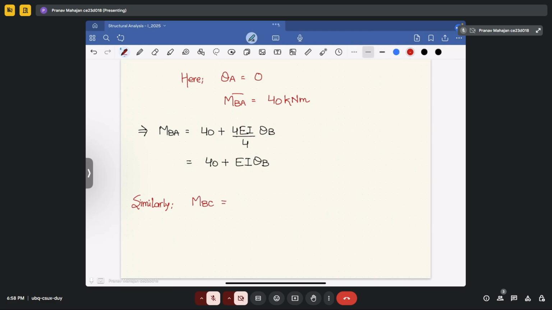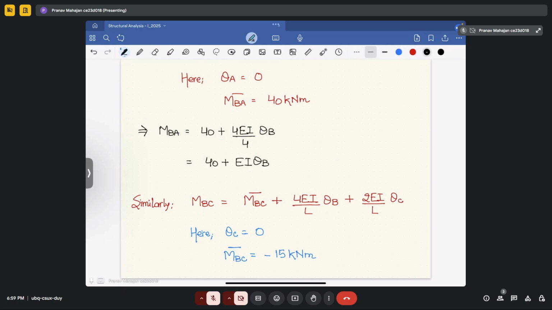So your MBC will become equal to MBC bar plus 4EI upon L into theta B plus twice EI upon L into theta C. Here also we have told that theta C is equal to 0 because of its support, and your MBC bar in this case will come out to be equal to minus 15 kilonewton meter.